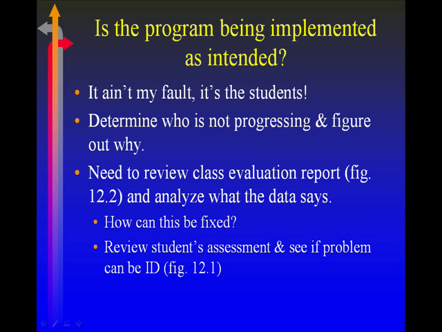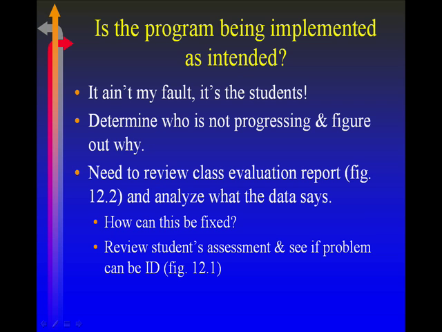Now the thing is, at the teacher level, you want to blame the students. It ain't my fault, it's the students. That may be true, but we need to also look at what we're doing as teachers to make sure it's not just the students' fault, but also, do we take some responsibility in that too, as teachers. So we need to determine who is not progressing and figure out why they're not progressing.